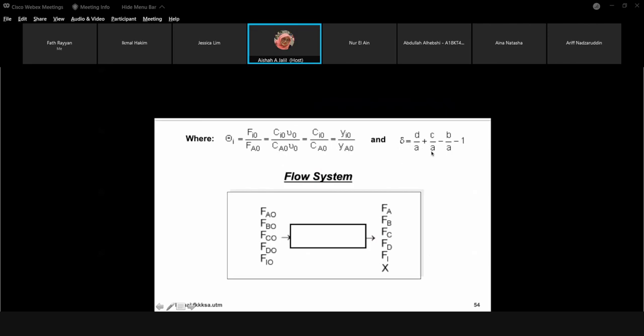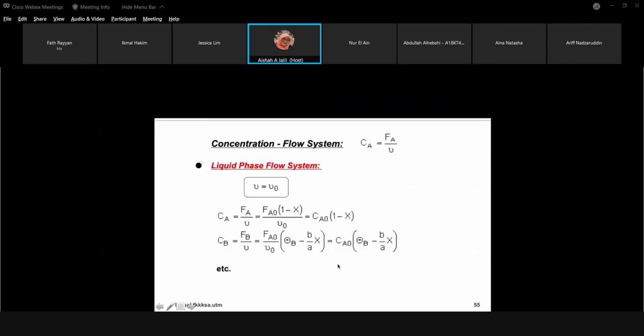This is the same. This is the stoichiometric coefficient divided by the limiting reactant one. This is for the product, and this is for the reactant. This is the same. Just to show you how to get that one.